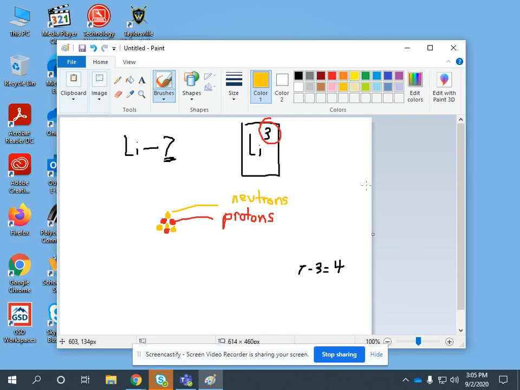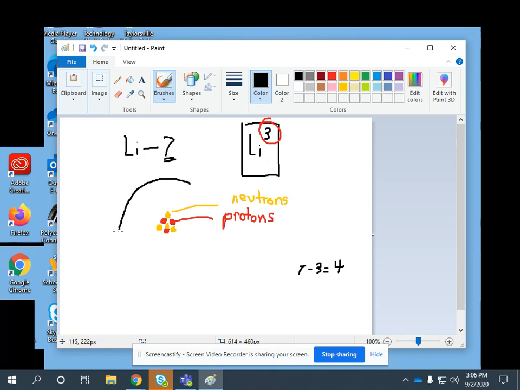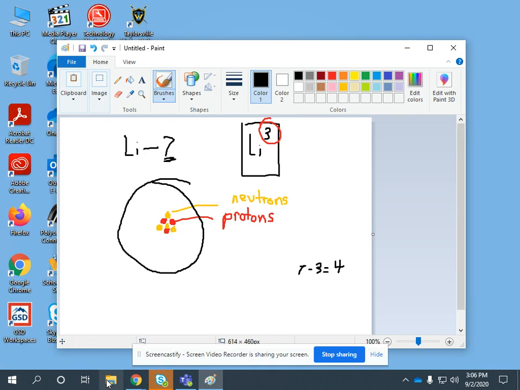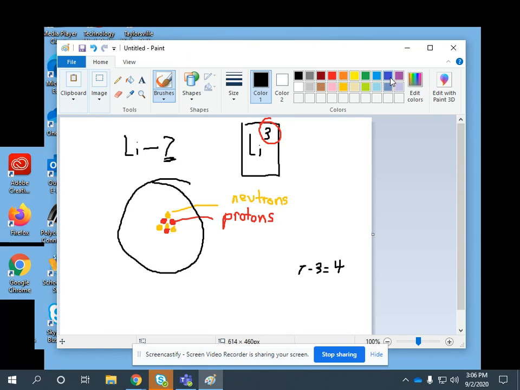Now there's one other thing that my model is missing. My model is missing some electrons. So I'm going to draw a big circle around my nucleus because electrons are not inside the nucleus, they're outside the nucleus. For my third color, my third particle, I'm going to draw in electrons.